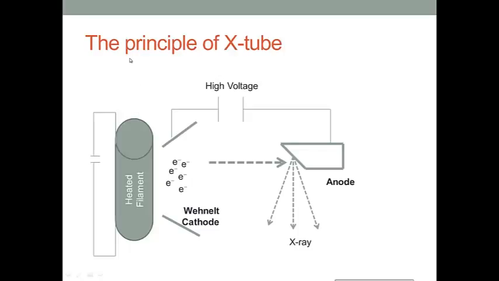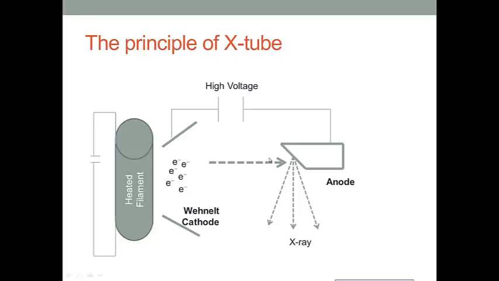Let's continue to talk about the principle of X-ray. And last time we know that after the filament is heated, the electrons will acquire enough kinetic energy so that these electrons can escape the filament. After these electrons escape the filament, they will be accelerated through a high voltage. Then the speed will be very, very fast.